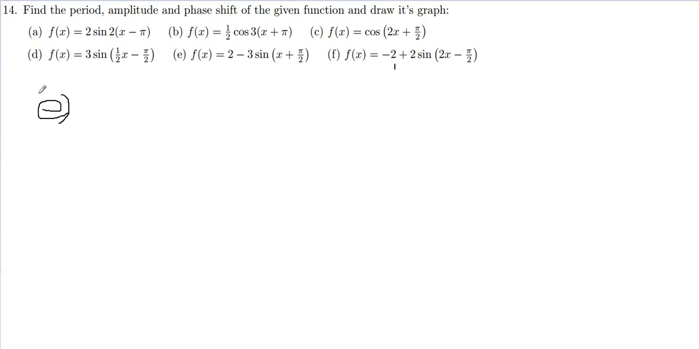So E, y is equal to 2 minus 3 sine of x plus pi over 2.